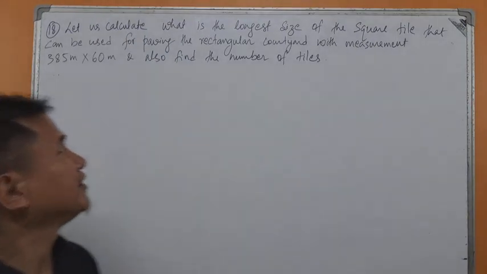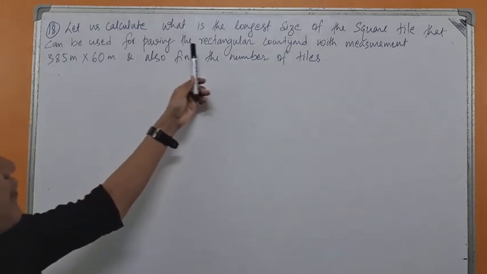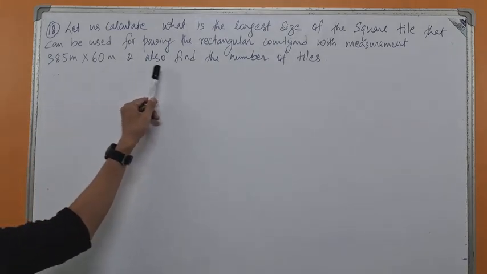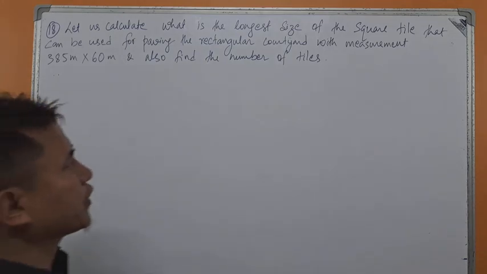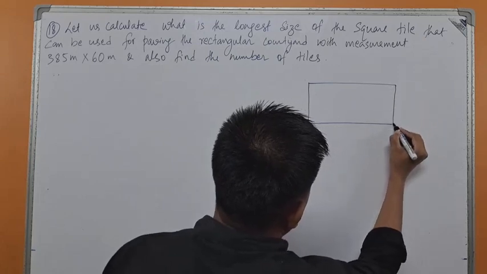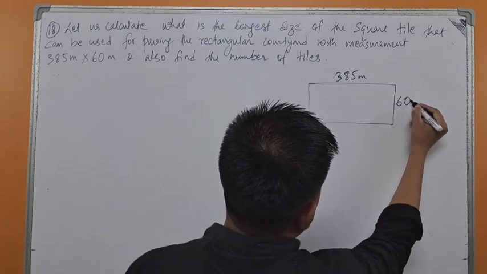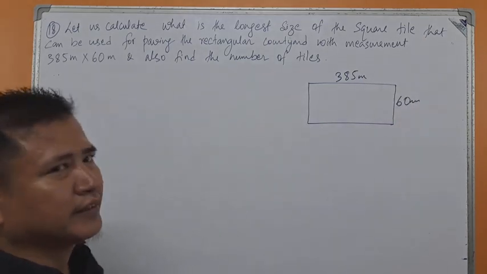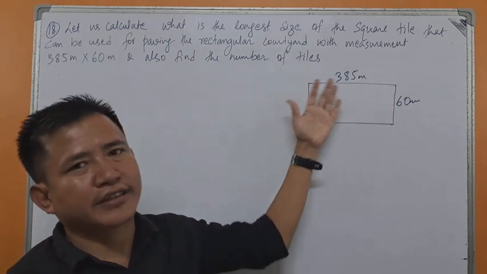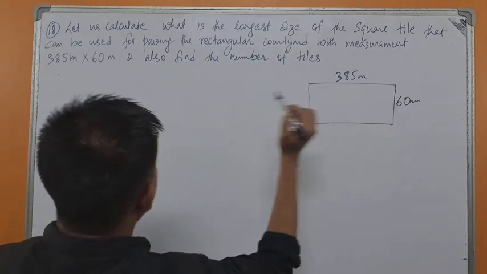Question number 18. Let us calculate what is the longest side of the square tile that can be used for paving the rectangular courtyard with measurement 385 meters times 60 meters, and also find the number of tiles. Okay, so we have a rectangular courtyard here. Length of this rectangular courtyard is 385 meters and breadth is 60 meters. We are asked to find the largest size of a square tile that can be used to pave this rectangular courtyard. Okay, so for that we must find the HCF of 385 and 60.